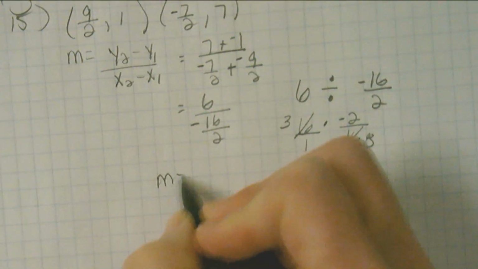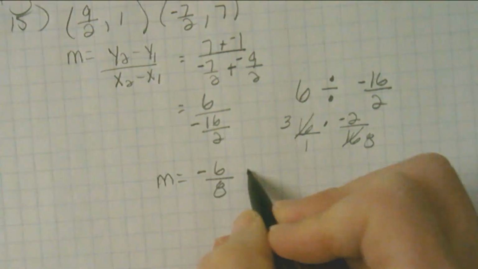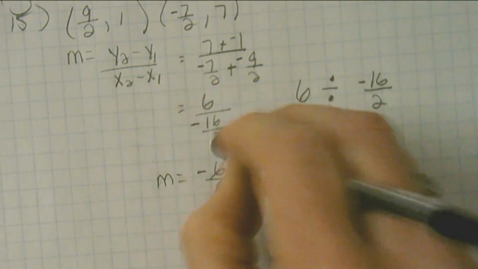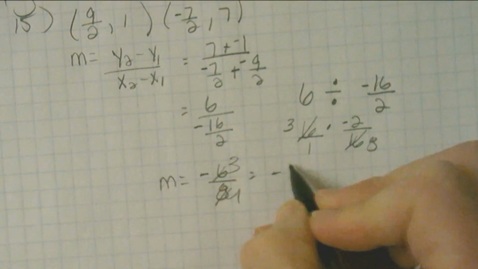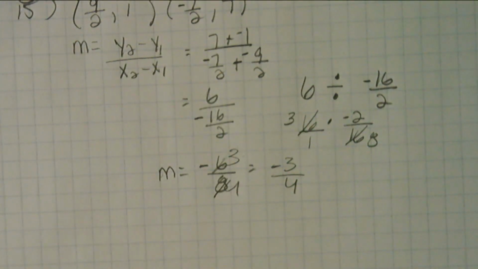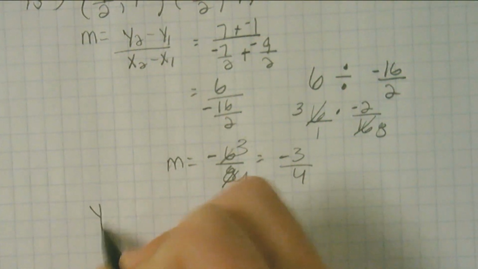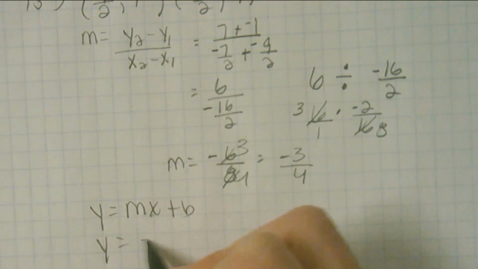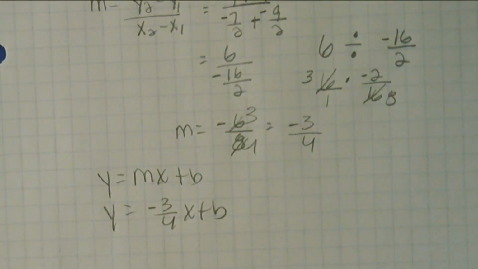So my slope, if I did this right, is negative 6/8, which simplifies to a negative 3/4 if I did that right. So there's my slope. All right. And then my y-intercept. So right now I have y equals mx plus b. So I have y equals negative 3/4 x plus b is currently what I have.